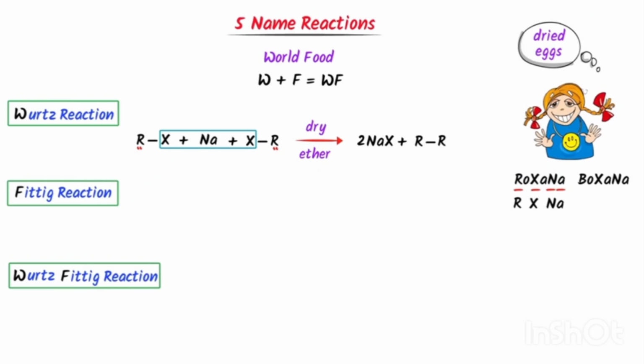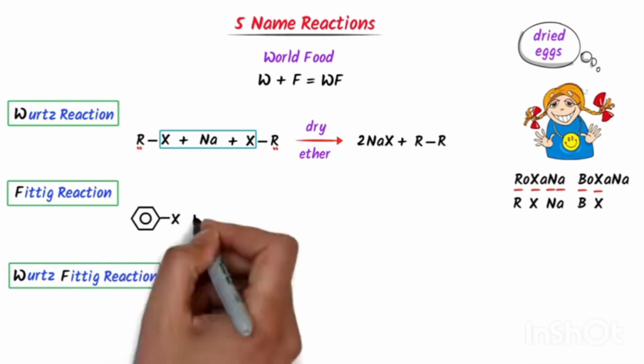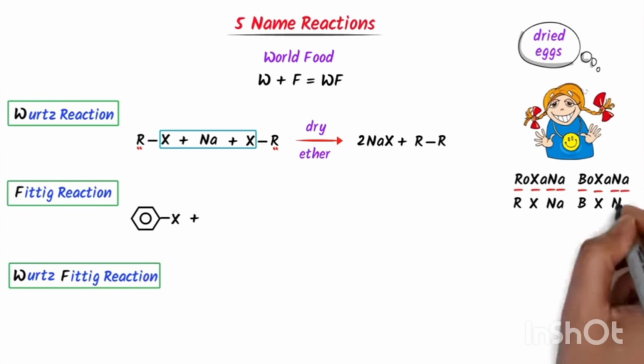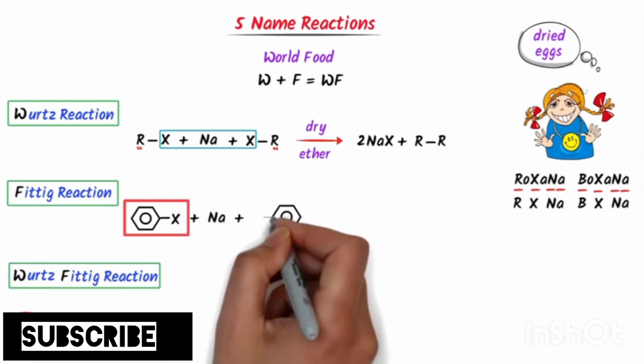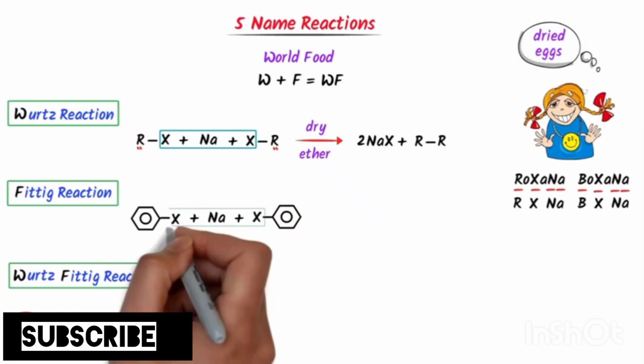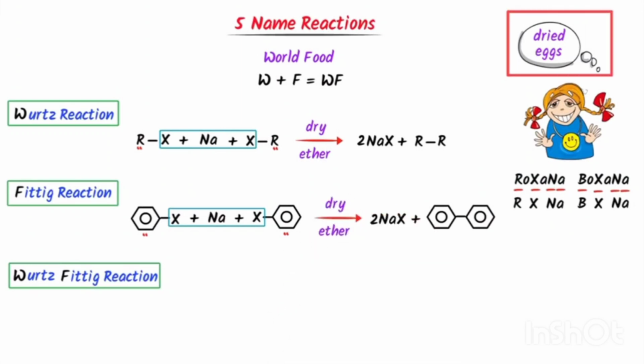Now in case of Fittig reaction, I consider Bukhsana. This B in Bukhsana stands for benzene ring and this X or halogen is attached to it. Plus this Na stands for sodium, plus I take this benzene and X, I rewrite it here. Now sodium will react with these 2 halogens to form 2 sodium halide, plus this benzene ring and this benzene ring join together to form diphenyl. This dried X stands for dry ether. Thus this is the Fittig reaction.